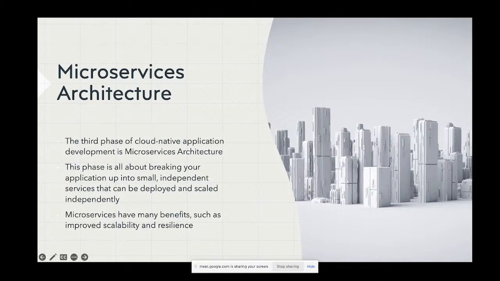Clear? So I hope you are now very clear with respect to microservice architecture and how it is different from the component based architecture.